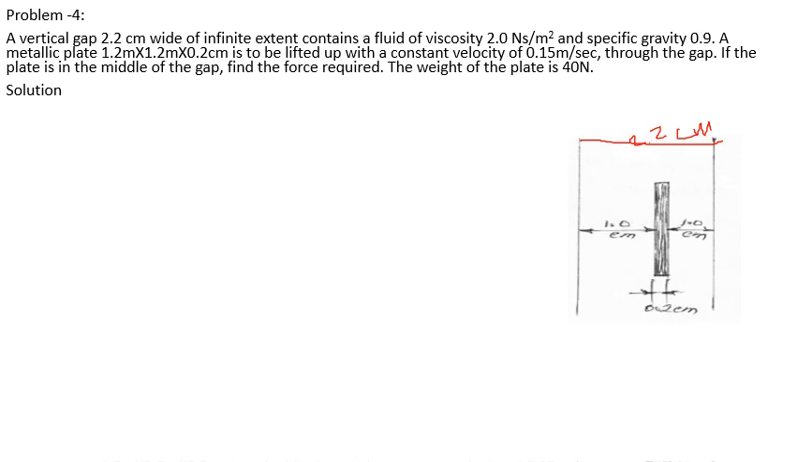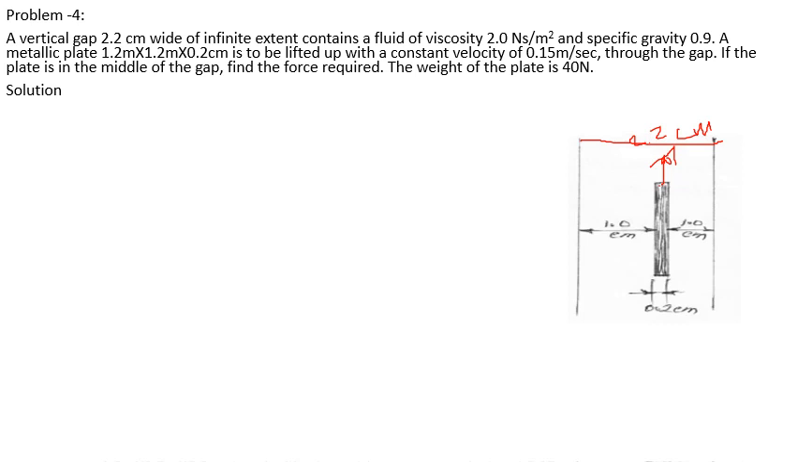A metallic plate of 1.2 meter into 1.2 meter and 0.2 centimeter is lifted up. This is the metal plate. This metal plate is lifted in the upward direction with a constant velocity of 0.15 meter per second through the gap. If the plate is in the middle of the gap, such that this plate is placed in the middle of the gap, find the force required. What is the force required? And the weight of the plate is 40 Newton, such that this weight is acting in a downward direction.